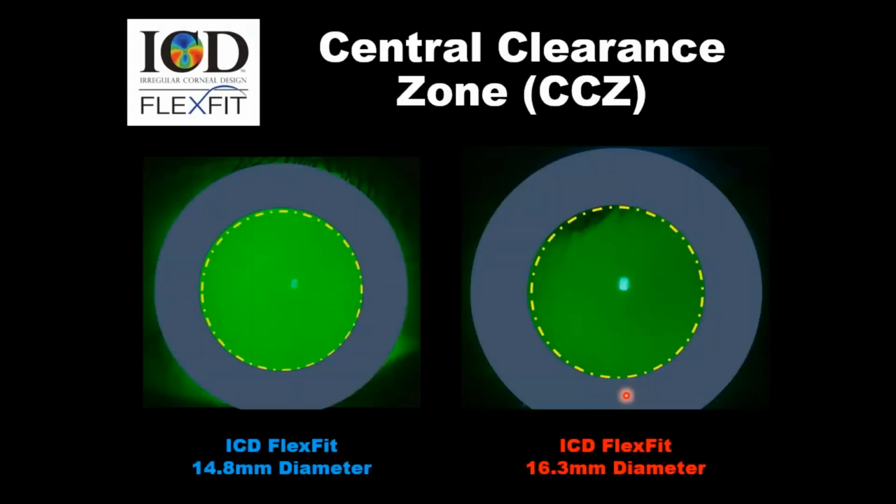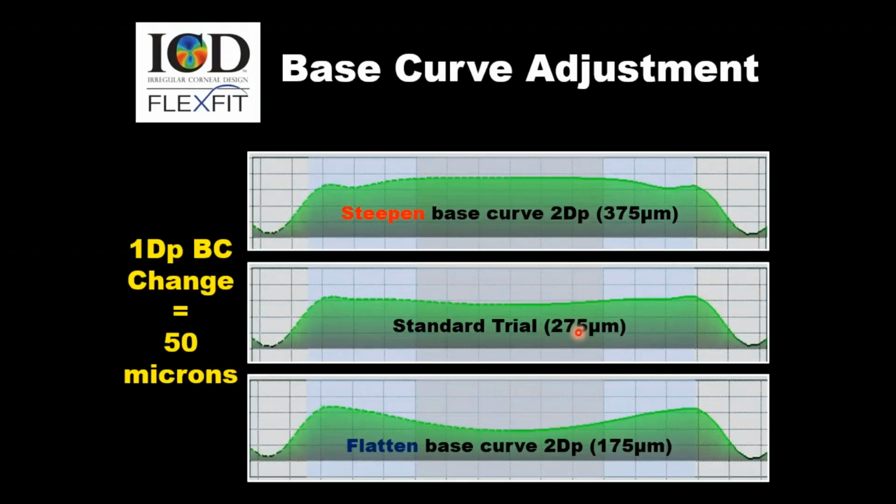Now, in the various zones, of course, the first is the central clearance zone. And what we're looking for here is a lens that clears all corneal tissue. Whether we're dealing with the small or the large, the lens needs to clear the cornea and protect the epithelium. And especially if it's a diseased eye, protecting the diseased tissue. Now we can adjust the height using the base curve.